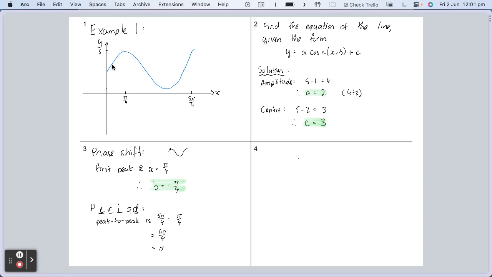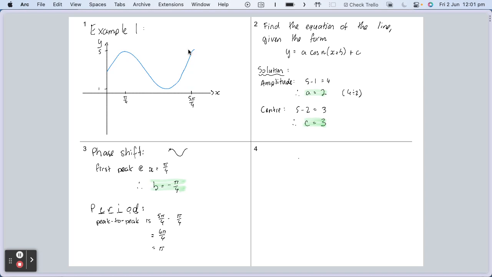Honestly, you can choose any two points that are the same spot in the next cycle. So I could have gone from center to center, or from lowest to lowest. Anything that you're given, as long as you've got it one more cycle along, then you can subtract them from each other to get it.